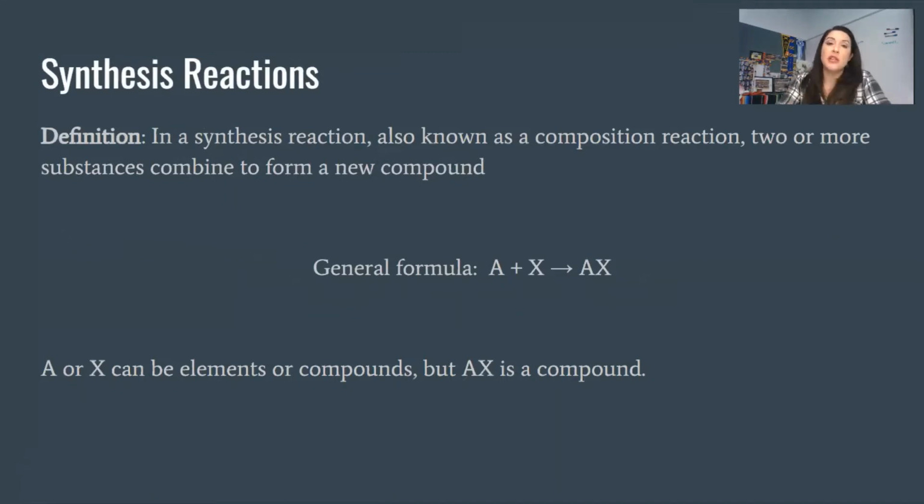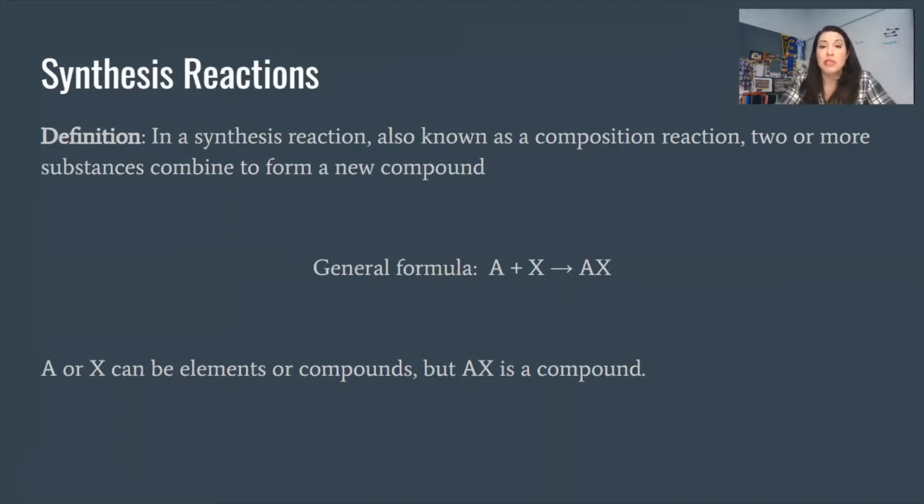In a synthesis reaction, which is also known as a composition reaction, 2 or more substances are able to combine to form a new compound. Now, the substances can be elements, so something that's as simple as a single atom, or they can be whole molecules, compounds, but they would come together.